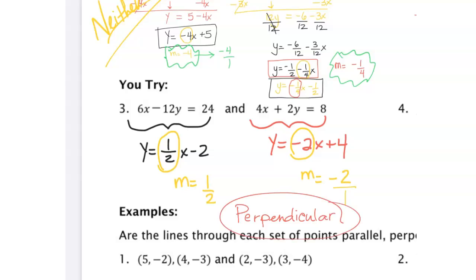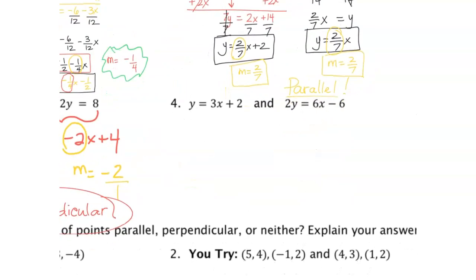Okay, so that's perpendicular. Pause your video once again and try number 4. All right, so the very first equation in number 4 was already solved for y. We didn't have to do anything. Simply rewrote it. The second equation, we had to solve it for y. We needed to divide everything by 2. And so we got y equals 3x minus 3. Slope for both is m equals 3.